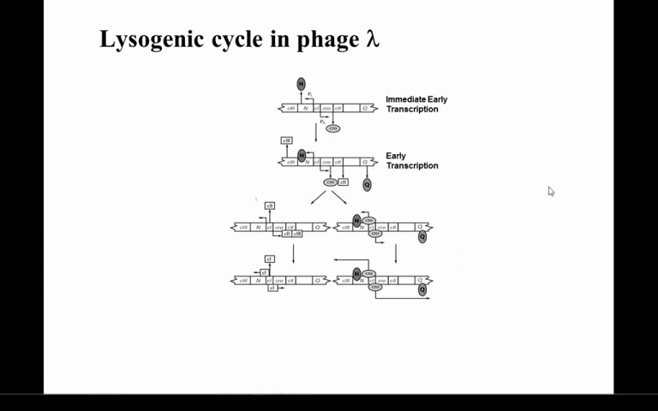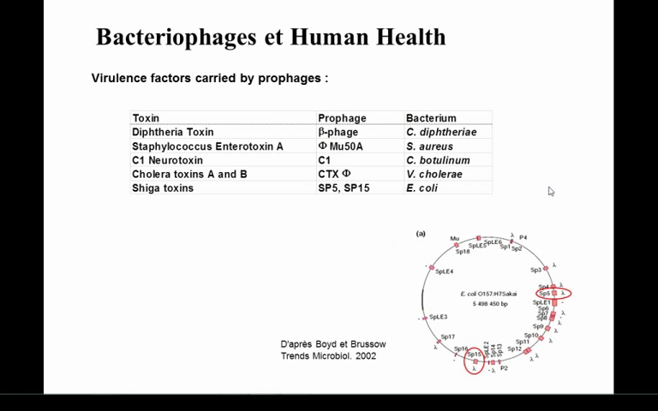Okay, so that's looking at things from the virus point of view. From the human point of view, this is a problem because many of these temperate lysogenic phages carry bacterial virulence factors on their genomes. So they can integrate into bacterial chromosomes, and they all carry virulence factors with them. So a lot of different exotoxins are coded on bacterial prophage.